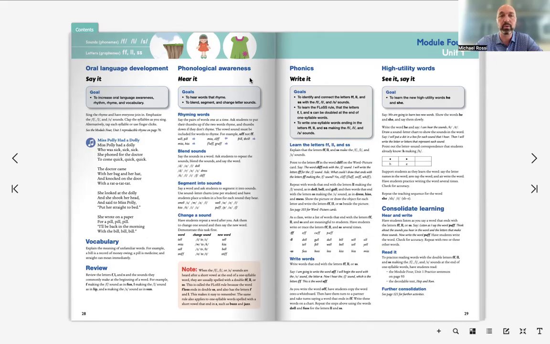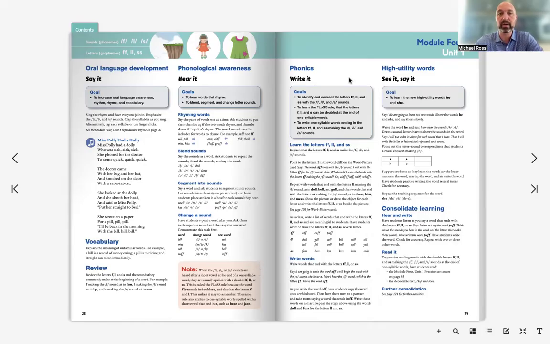Block 2, phonological awareness. Again, we go into the goals or the TEKS, and then we go into rhyming words, blend sounds, segment into sounds, and change a sound. This is all the listening piece to that. And in the notes down here, it has a piece for you or the teacher to differentiate instruction in case a student needs extra support within that period of time.